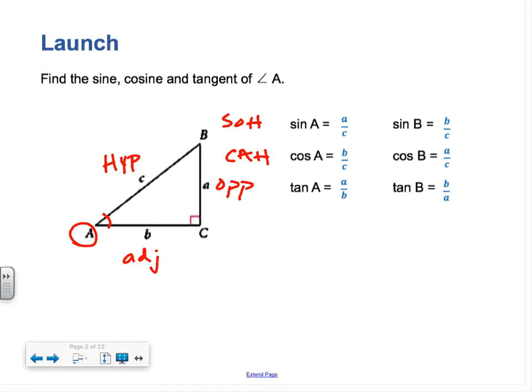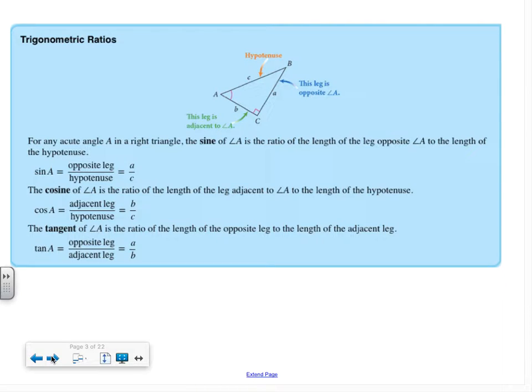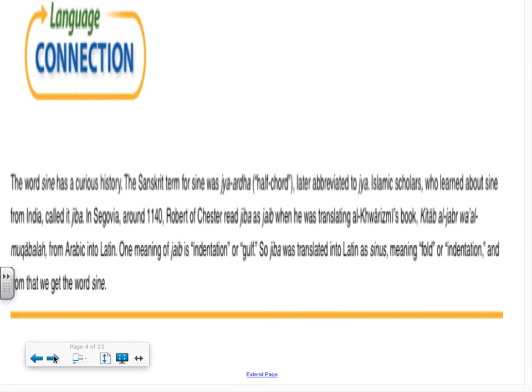CAH for cosine, adjacent over hypotenuse. And TOA for tangent. And we can go from either of the acute angles in this right triangle. We can go from B, which will change things up a little bit. But hopefully you remember a little SOHCAHTOA. Here is your book's definition of all of the parts of the right triangle. They've got SOHCAHTOA written down here again. You can check these out in your book. But again, I hope you are remembering these from geometry days.